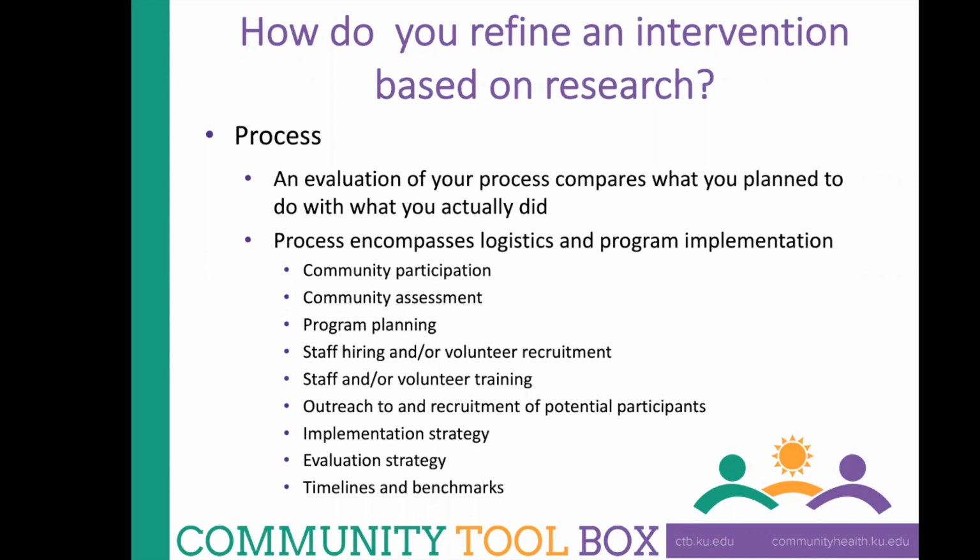These elements can include this list of things. So the list includes community participation. Were you able to involve members and sectors of the community that you intended to? Were you able to make good contacts and establish relationships within the priority population? Then there's community assessment. Did you conduct an assessment of the situation in the way you had planned? Did it give you the information you needed, in other words?